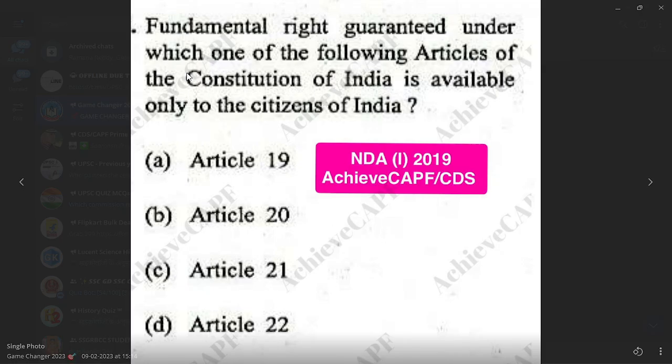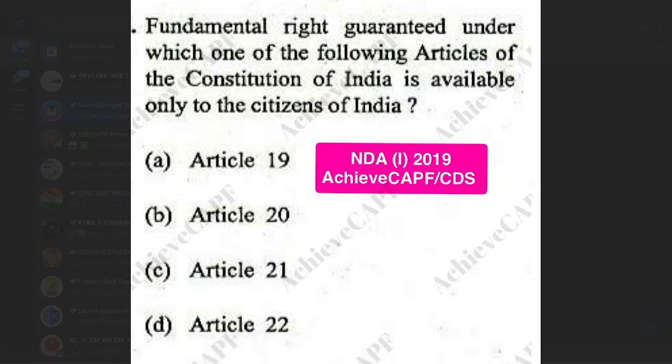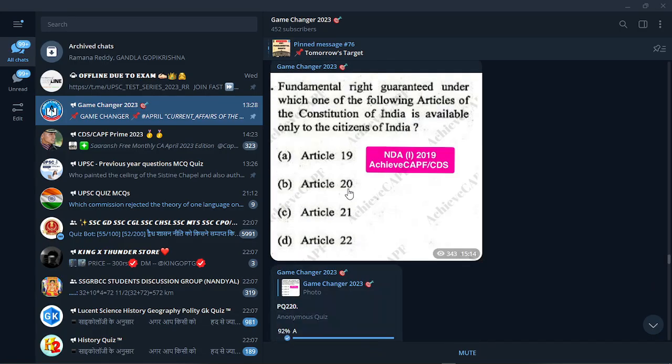Fundamental right guaranteed under which of the following articles of the Constitution of India is available only to the citizens of India? Article 19.